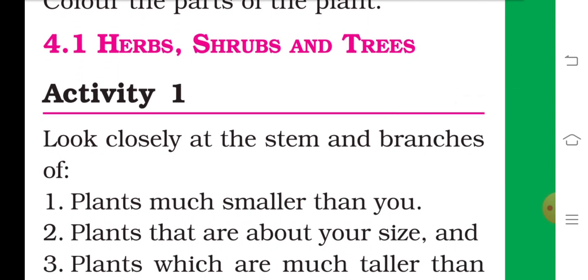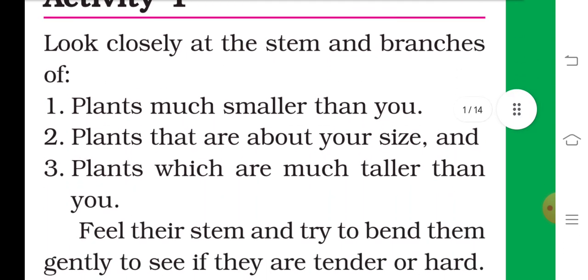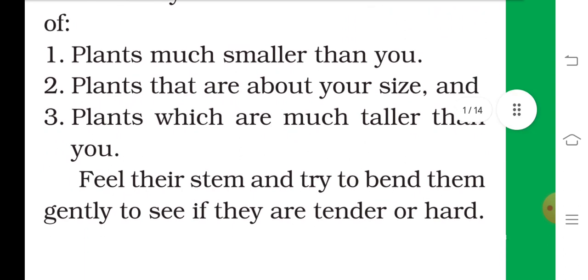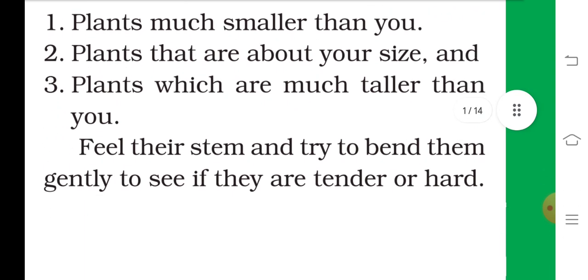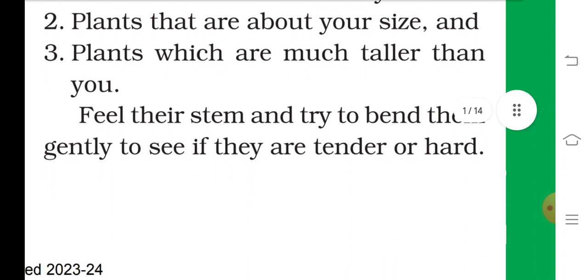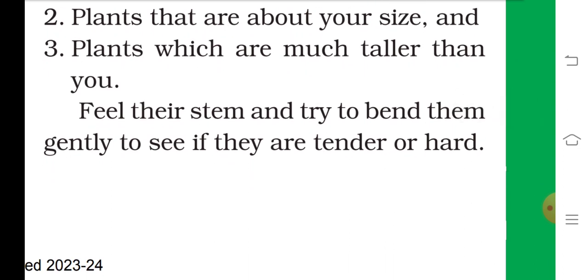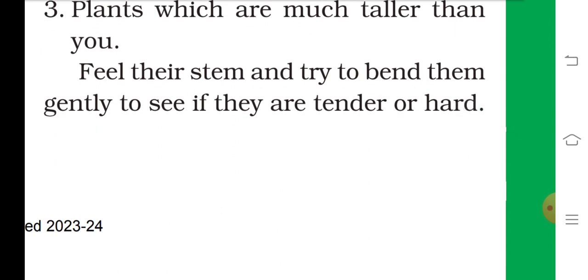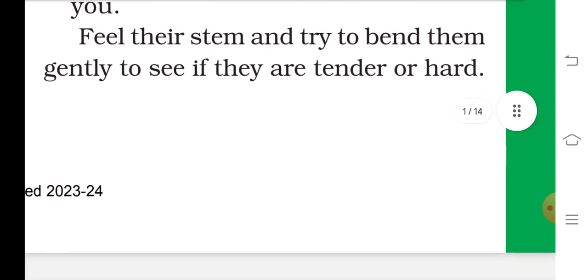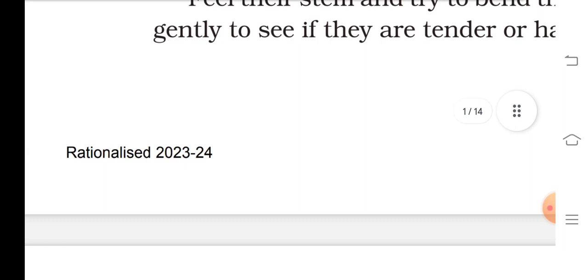Herb, shrub and trees. Look closely at the stems and branches. Plants much smaller than you, plants that are about your size, and plants which are much taller than you. Feel their stems and try to bend them gently to see if they are tender or hard.